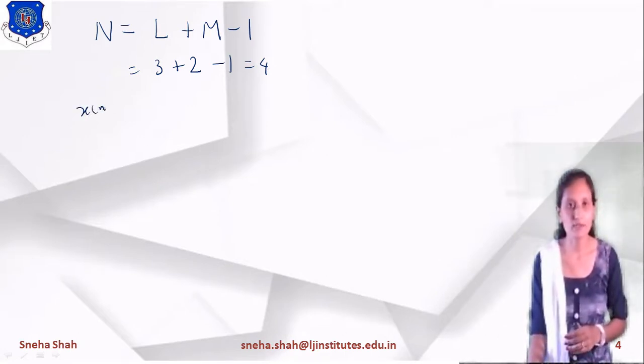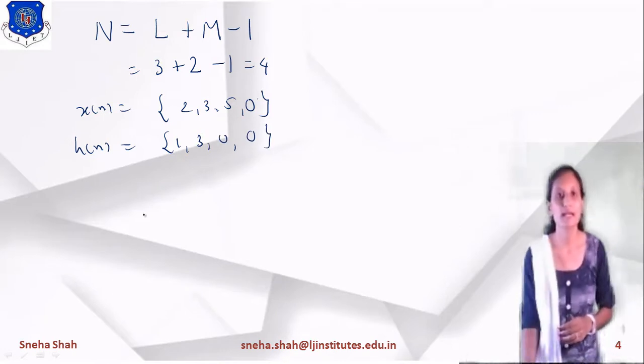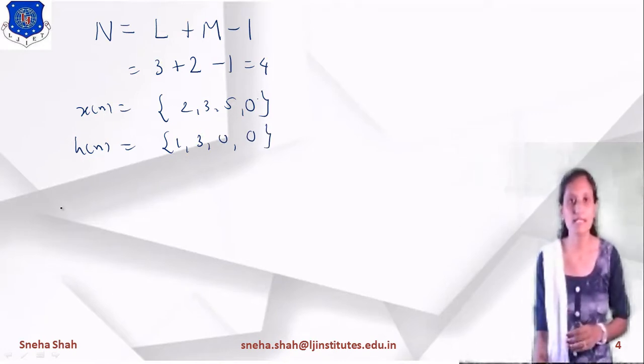So first of all, x of n is given to you as 2, 3, 5. To give it 4 terms we will add a 0. In the same way, h of n is 1, 3, so to get 4 terms I am writing 2 zeros. Right. So this one is x of n, this one is h of n.